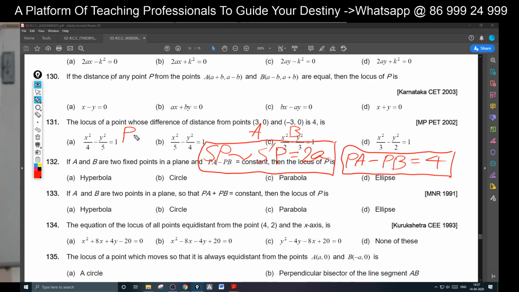PA minus PB is given to be 4, and P is generally XY, no problem, and A is known to us (3, 0), B is (-3, 0). Substitute here and simplify to get any one of the answers A, B, C, D. Can you try this please? Yesterday I explained to you how to do it. PA is equal to 4 plus PB; squaring on both sides, you will get the simplified form of this locus. So try that please. Simultaneously I'll also be working. Remember the points: P is obviously XY, and A is (3, 0), B is (-3, 0). PA minus PB is equal to 4.